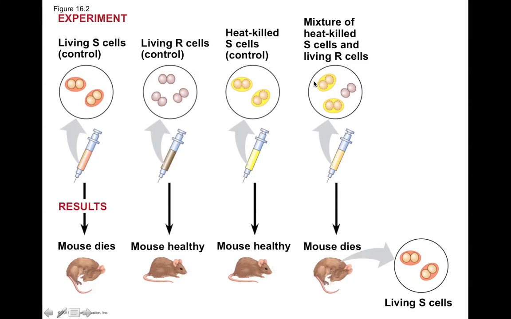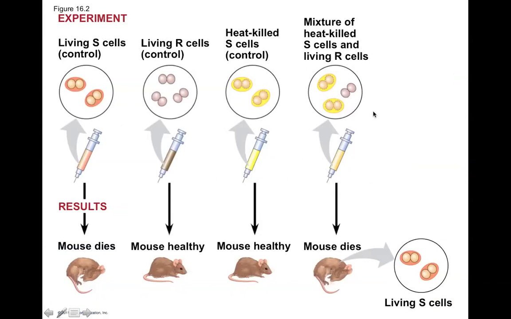But when he injected them with a mixture of living R cells and heat-killed S cells, he injected that cocktail into the mice, and they died. And when he went to re-isolate bacteria from the mice post-mortem, after they had died, he got living S cells. Which was weird because he didn't inject them with living S cells. He had the heat-killed S cells and the living R cells.